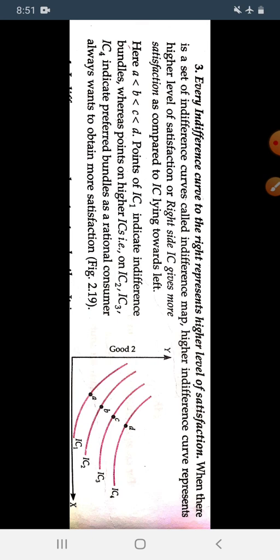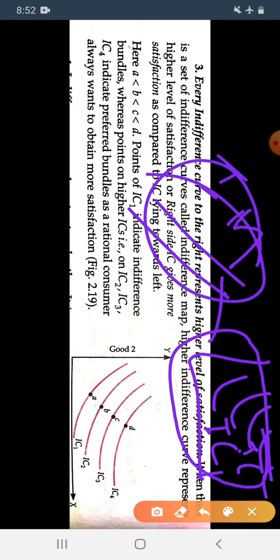Let's see, when there is a set of indifference curves, it is called an indifference map. A set of indifference curves means there are various indifference curves: IC1, indifference curve 1, IC2, IC3, IC4, IC5. A group of indifference curves is called the indifference map. Whenever there are a large number of indifference curves, that group is called the indifference map.